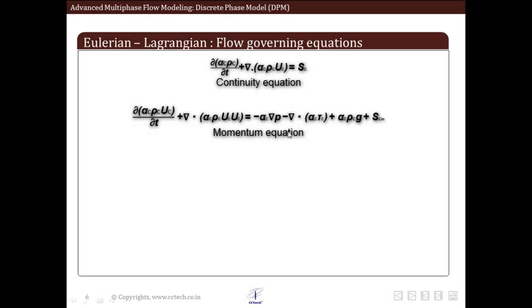Momentum equation is also solved for the continuous phase. It's the standard Navier-Stokes equation. Again, alpha is the volume fraction here. These are the transient or unsteady momentum and continuity equations.